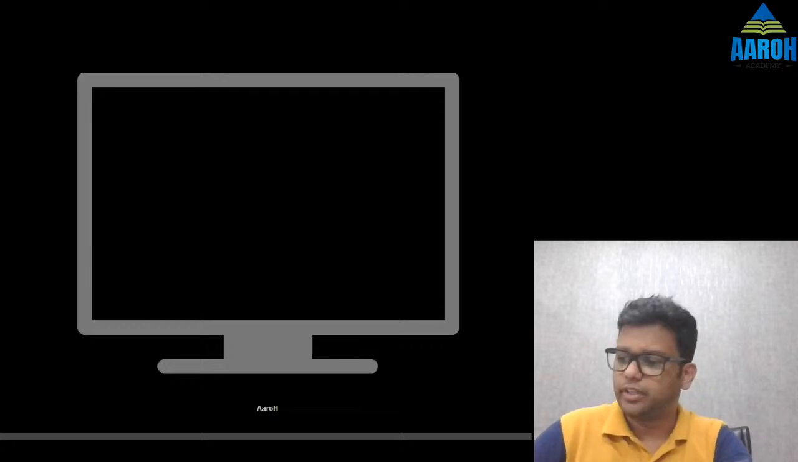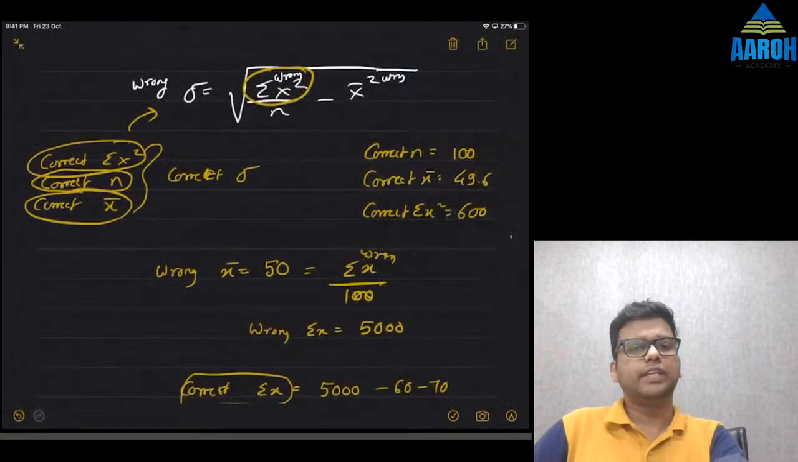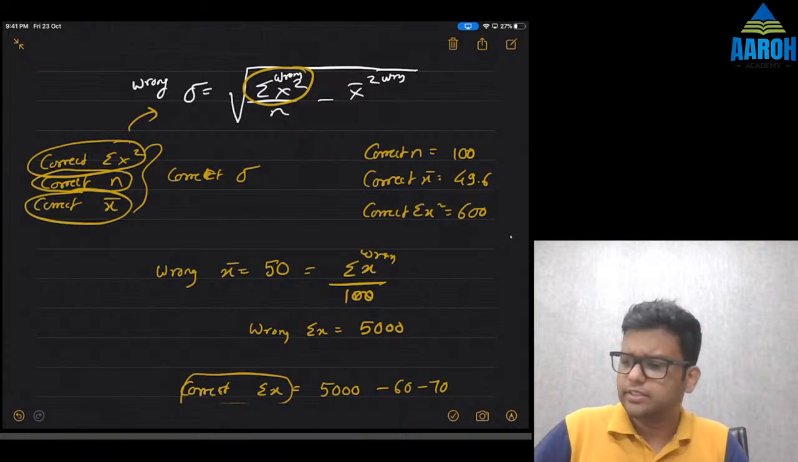Check everyone. Oh sorry, this screen turned off, I guess. Just a second. Check everyone. If you are getting correct summation x square as 600.